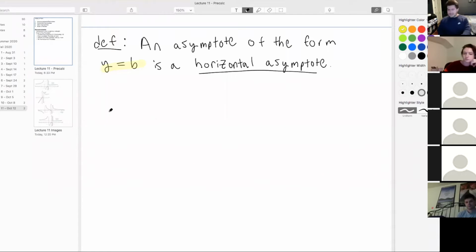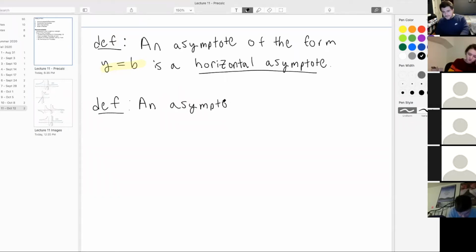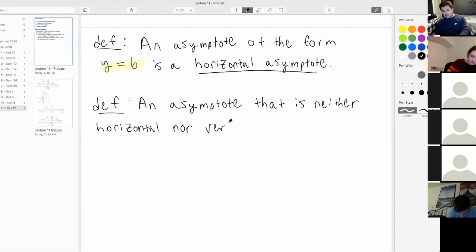And then we also have another one called a slant asymptote. Okay, so let's just get that definition down. An asymptote that is neither horizontal nor vertical is a slant asymptote. Okay.